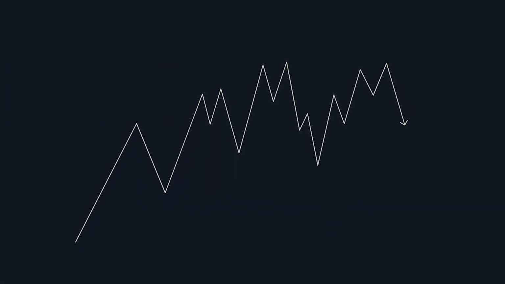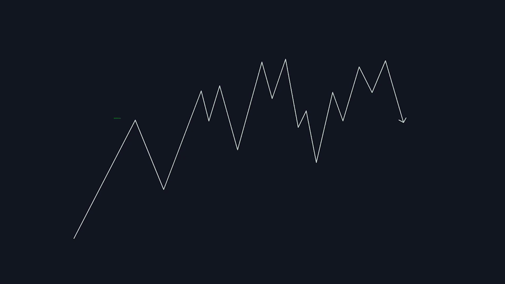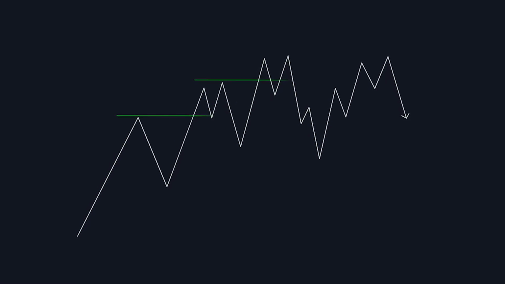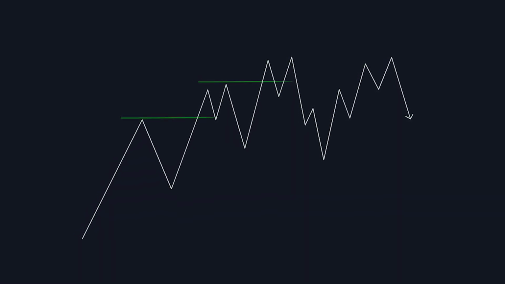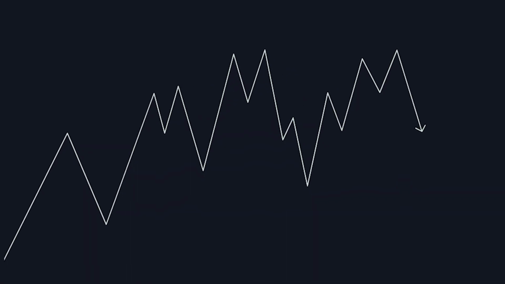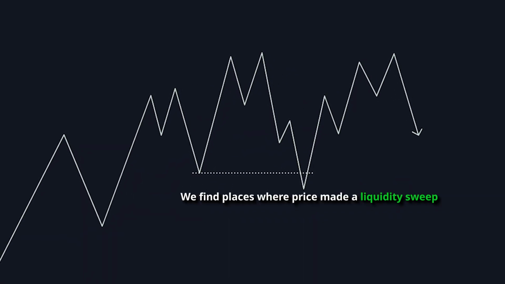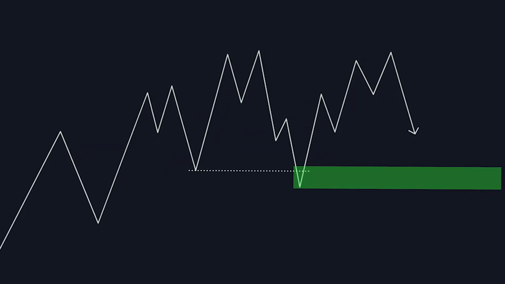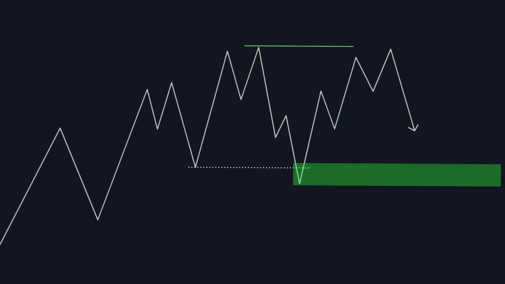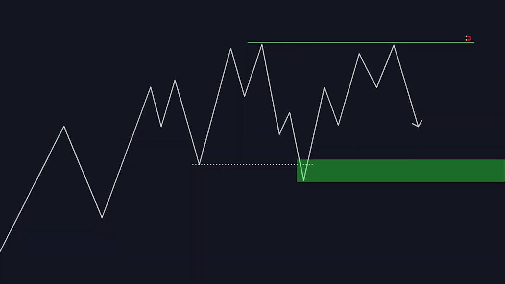We see a price chart. The trend is upward because each previous low breaks a new high, which means we're looking for an entry into a long position. We find places where price made a liquidity sweep. We mark them as resistance or supply zones. We set targets where price hasn't yet collected liquidity.